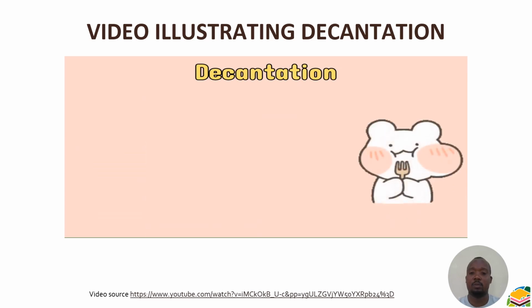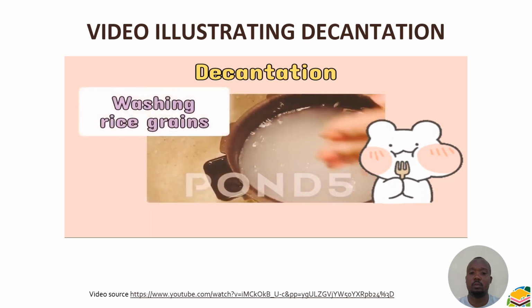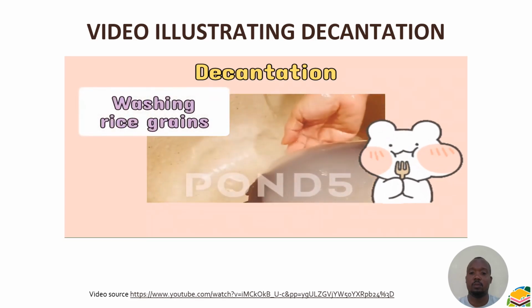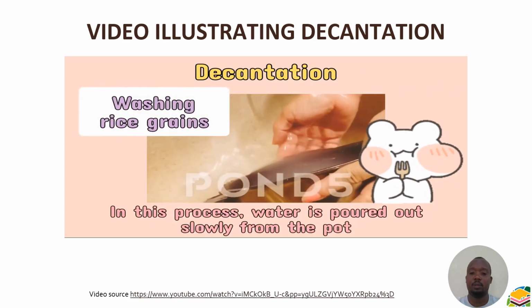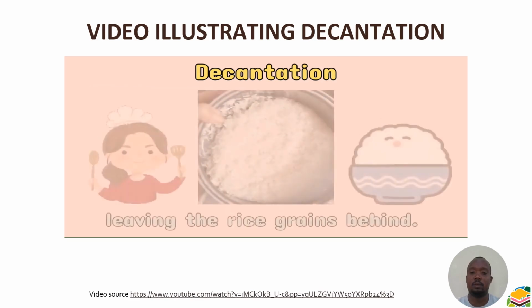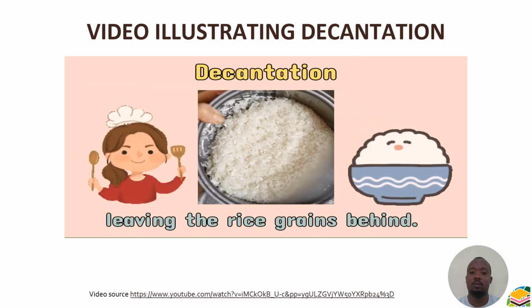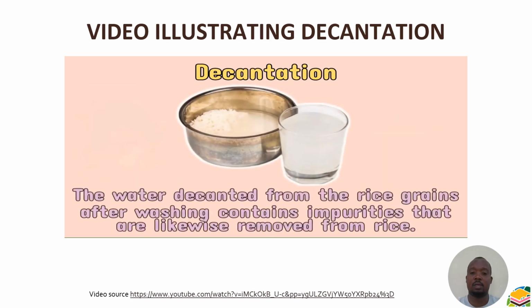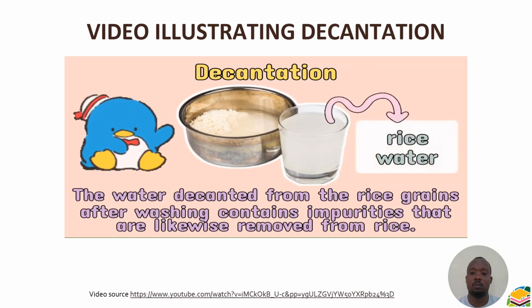Decantation is also applied when washing rice grains before cooking. In this process, water is poured out slowly from the pot, leaving the rice grains behind. The water decanted from the rice grains after washing contains impurities that are likewise removed from the rice.